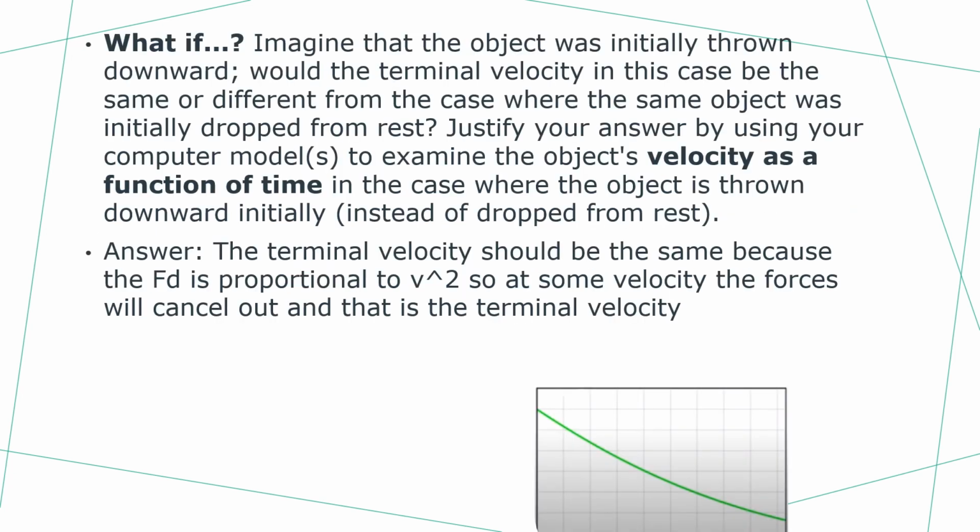And if it was thrown down with initial velocity, it would still end up with the same terminal velocity because the drag force is proportional to velocity squared. So at some velocity point, the forces will cancel out, and that is the terminal velocity. And as we see with that graph at the bottom, it's flattening out, and it'll eventually be just a horizontal line, which indicates it ended.